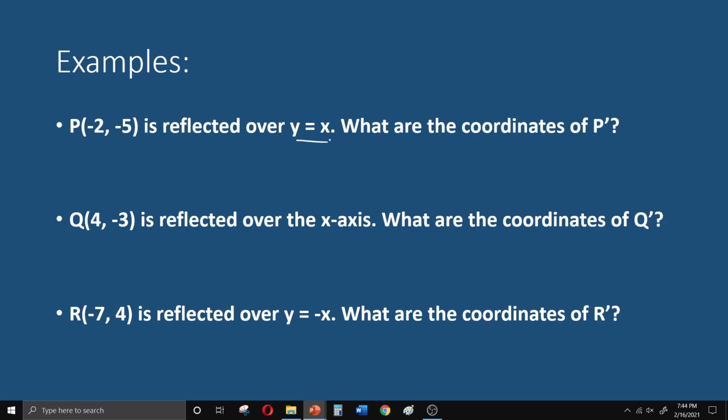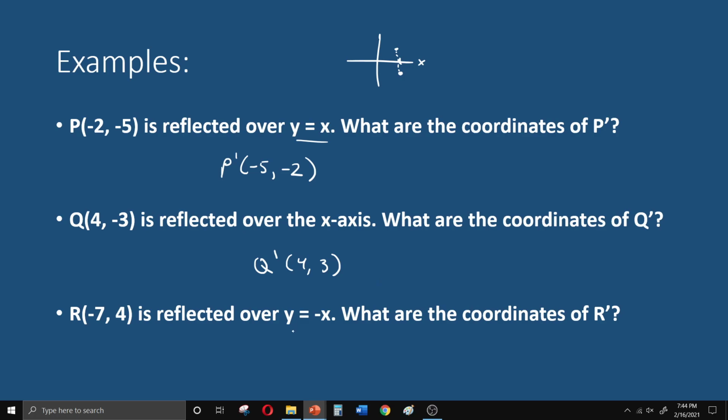Reflecting over y equals x, simple as switching them around. P prime is going to be negative 5, negative 2. Done. Q is reflected over the x-axis. And again, if you can't remember, if I'm going over the x-axis, only the y-coordinate's going to be the one that changes. The x-coordinate stays the same. So that's going to be 4, positive 3.